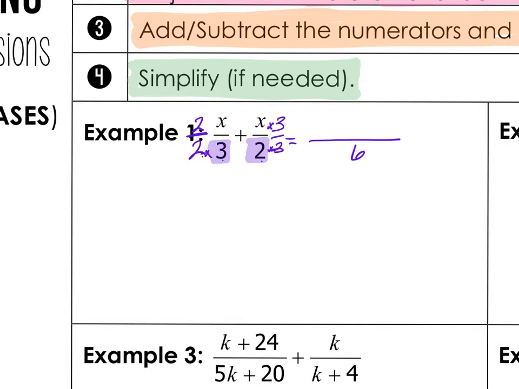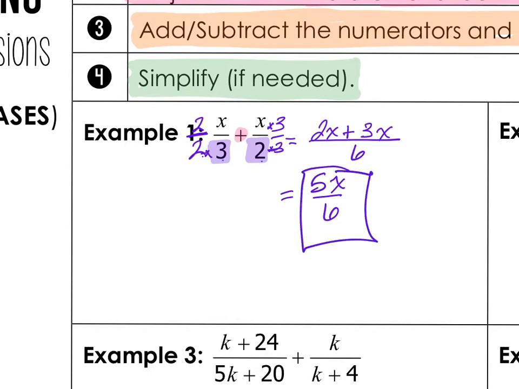2 times x is 2x. And the other thing I need to pay attention to is whether I am adding or subtracting. In this case, I am adding. So I have 2x plus 3x. If I add them together, I get 5x over 6, and there's nothing to simplify, so I am done with that problem. Totally done. If it's a whole number, it's fairly simple.